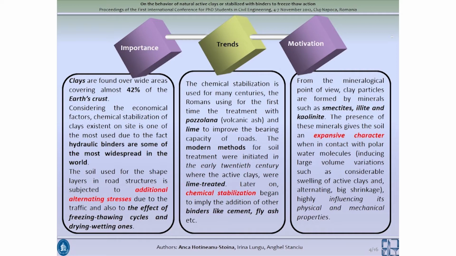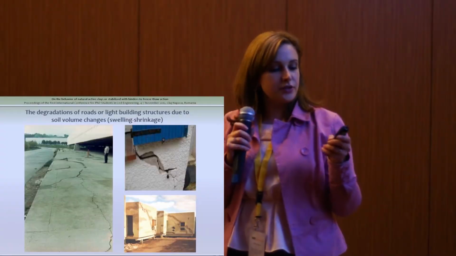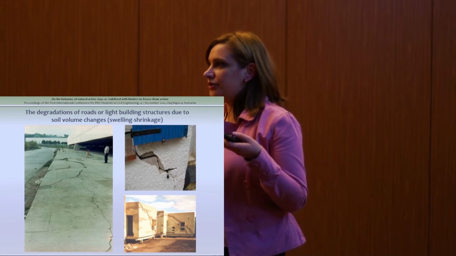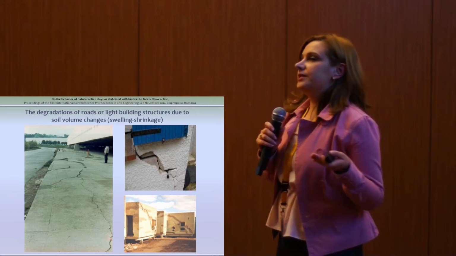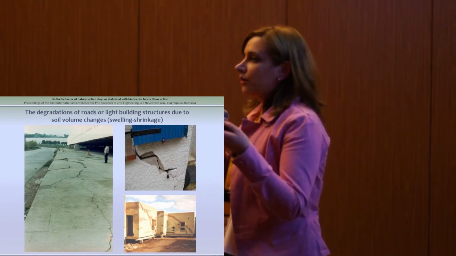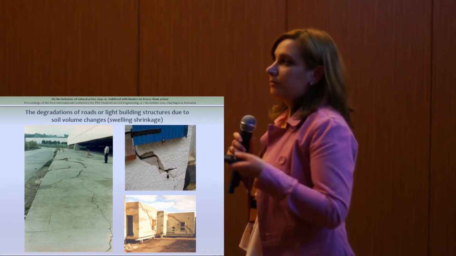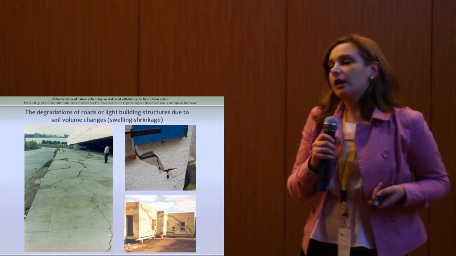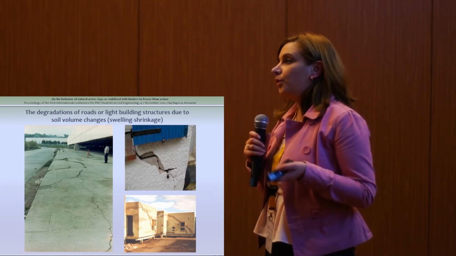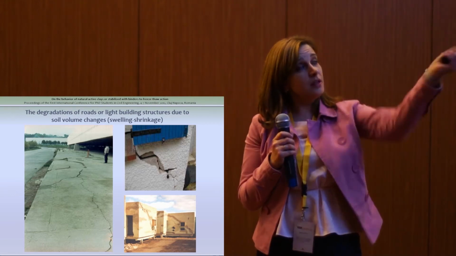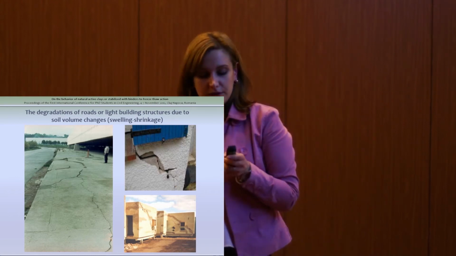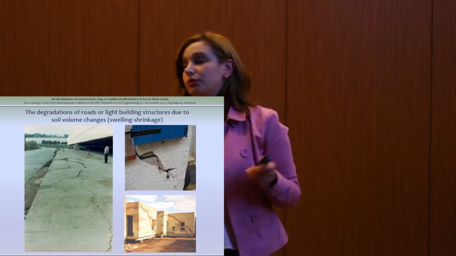I want to show you now some pictures, some degradations brought by the water content variations, because why do we say expansive clays? Why do we say expansive soil? On water content variation or moisture content variation, the soil modifies its volume. So when wetted, the volume increases, and when dried, the volume really decreases. So it brings to light structures.